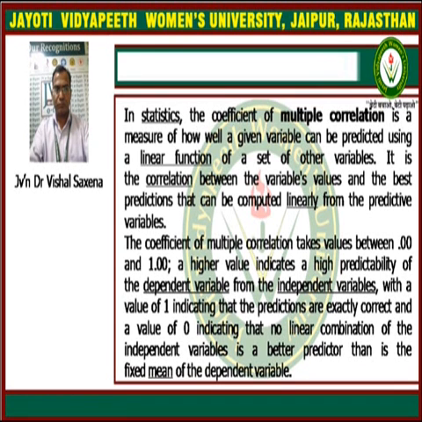The coefficient of multiple correlation takes values between 0 and 1. A higher value indicates a higher predictability of the dependent variable from the independent variables, with a value of 1 indicating that the predictions are exactly correct, and a value of 0 indicating that no linear combination of the independent variables is a better predictor than the fixed mean of the dependent variable.